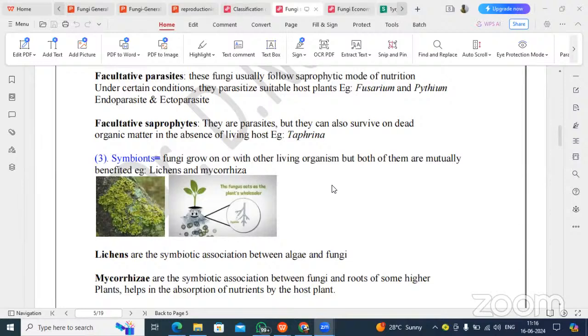You see, two types of symbionts are there. What are those? Lichens: fungi associated with algae. Fungi associated with algae are called lichens. The symbiotic association between algae and fungi is called lichen.